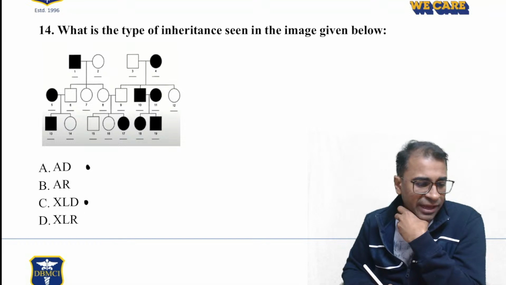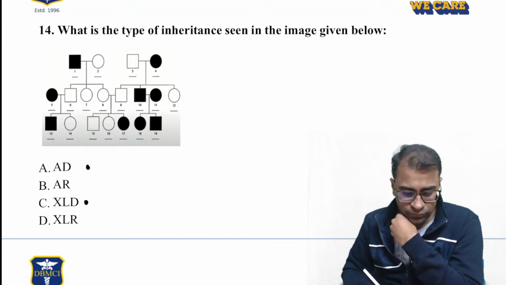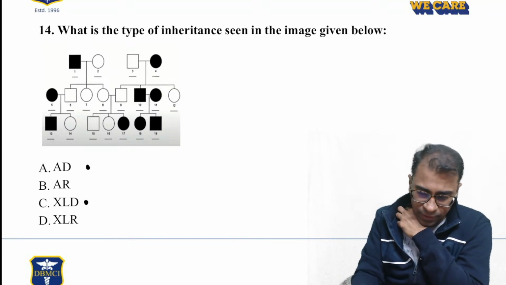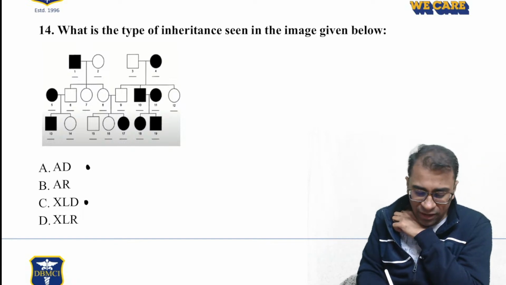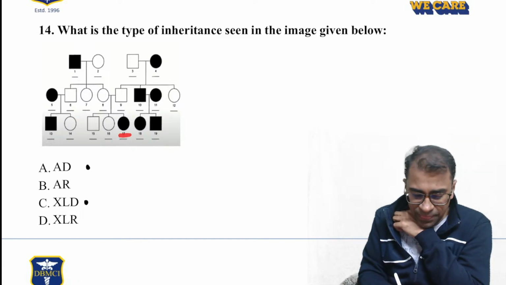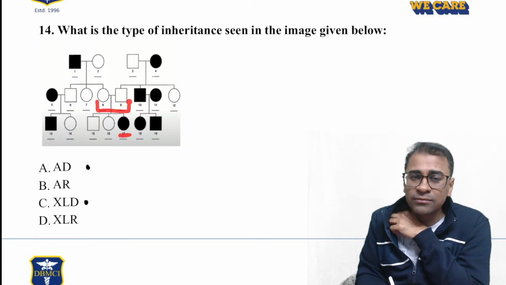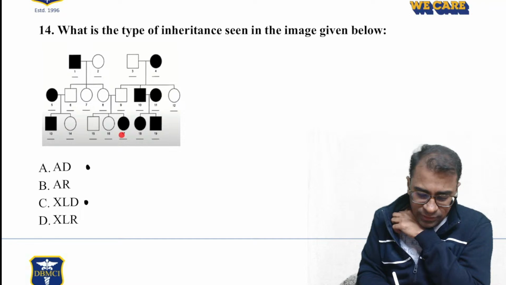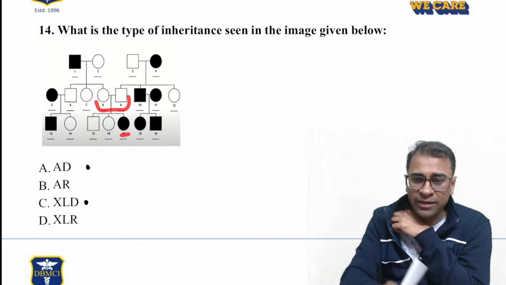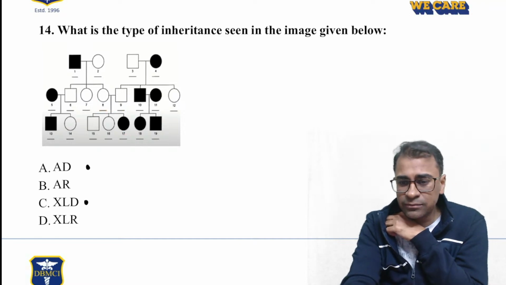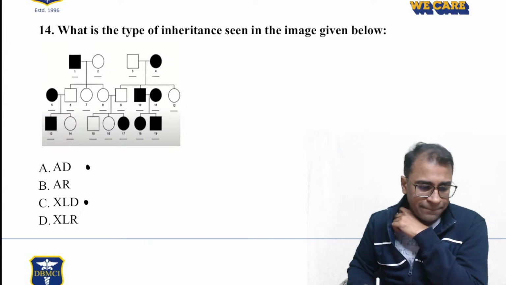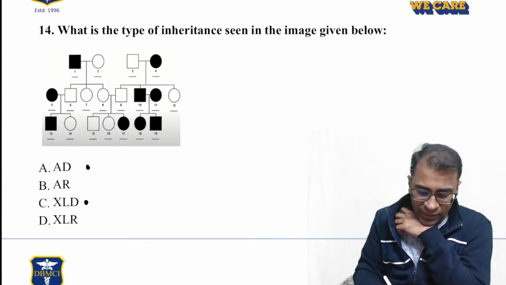Why are you saying AR? If you look at AR, the child is diseased and both parents are normal. Correct? The child is diseased and both parents are normal here. So what do you think it is? I'm explaining, children, but first tell me the answer.